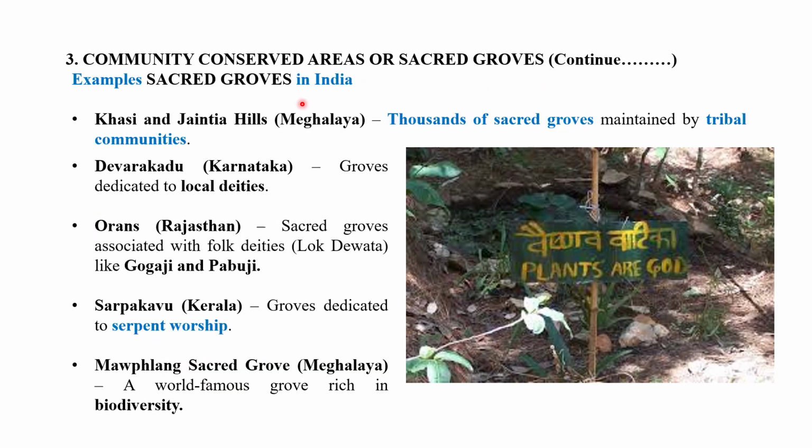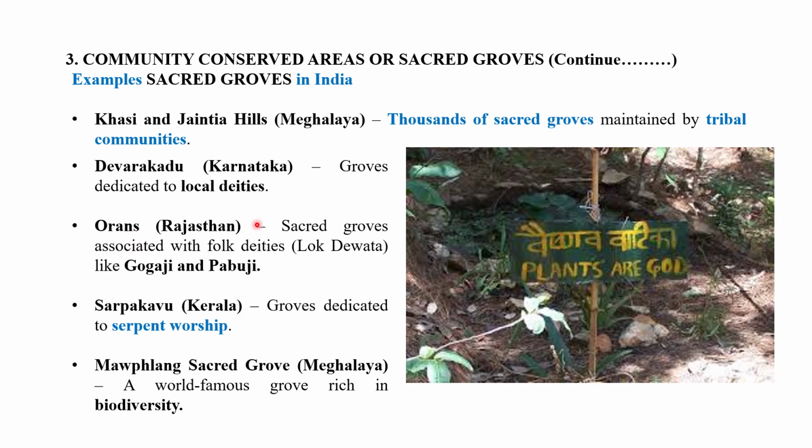Next, we can see under this heading, community conserved areas or sacred groves. What are the examples of the sacred groves in India? The first one is the Khasi Jaintia Hills, Meghalaya. Thousands of sacred groves maintained by tribal communities. Devarakadu in Karnataka, groves dedicated to local deities.